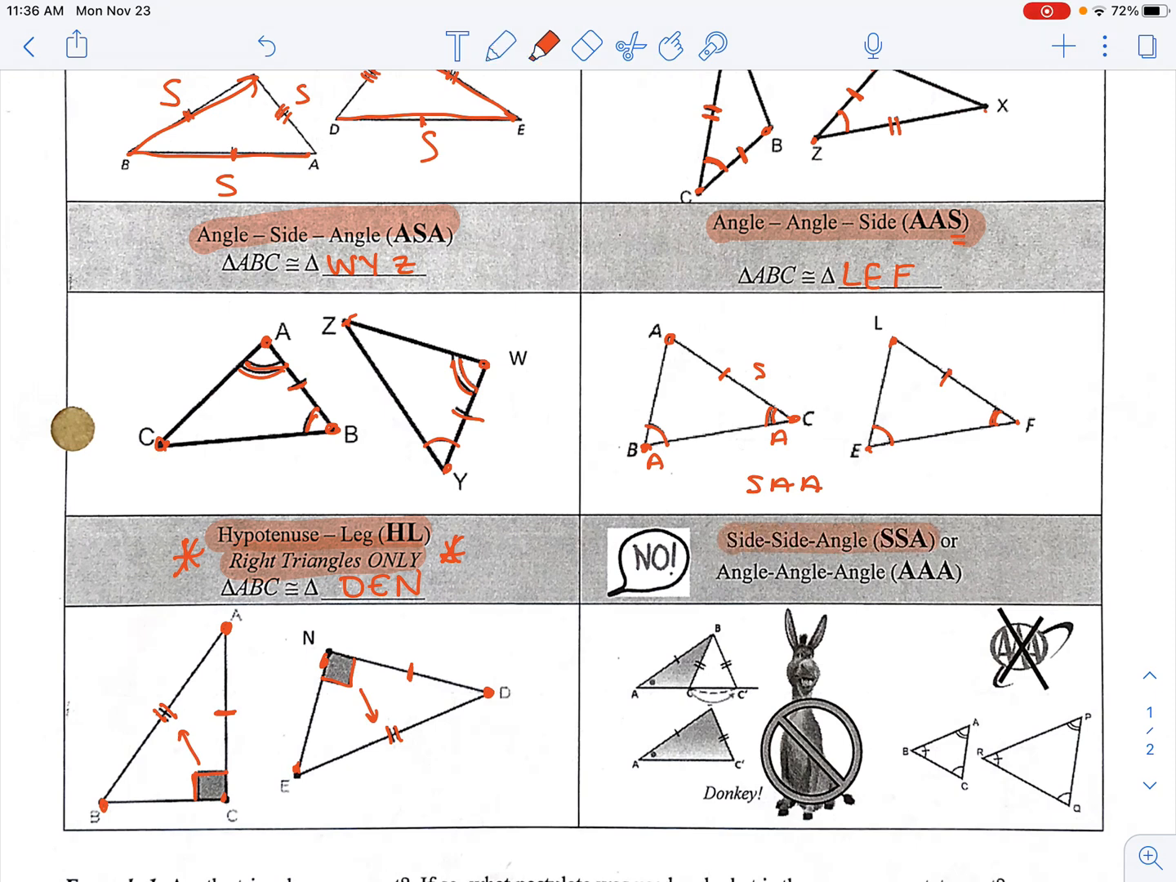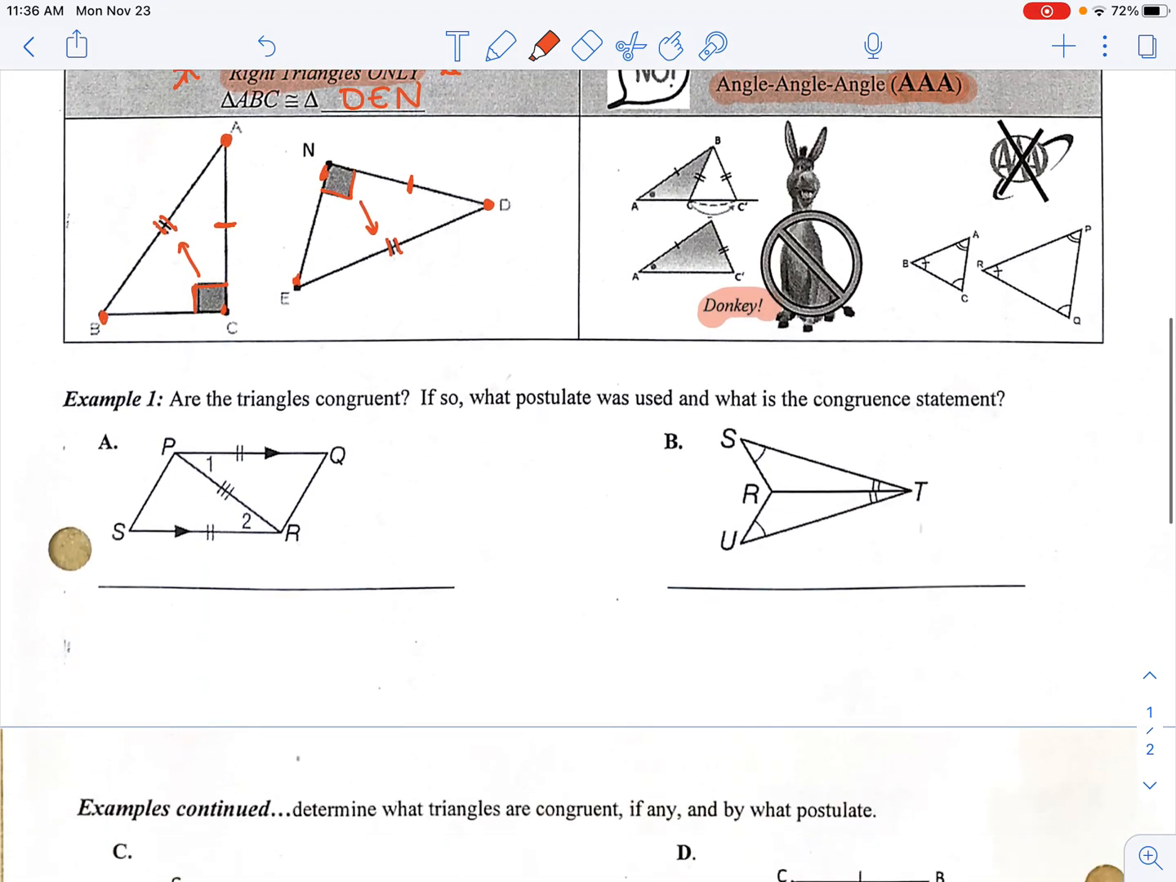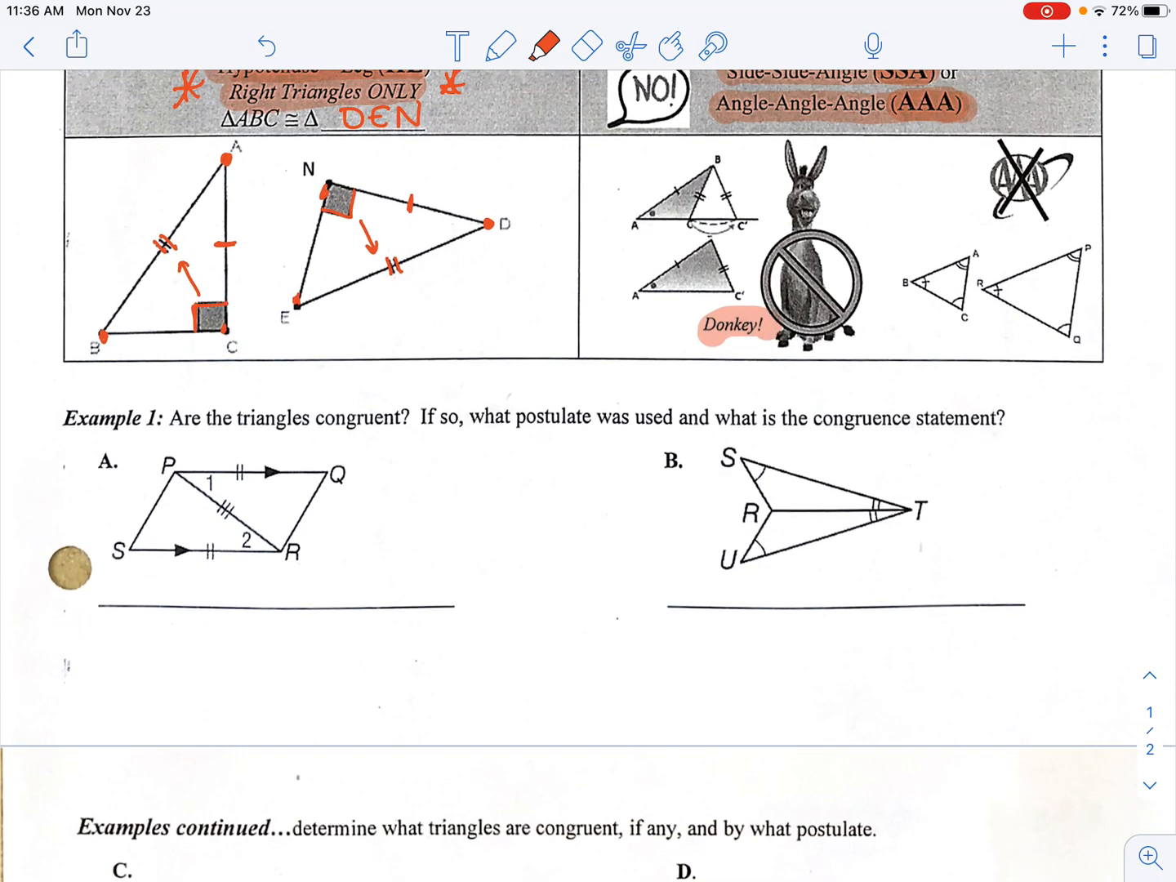The reasons that we cannot use: we cannot use side, side, angle. That's not going to be a reason. Reason being, you can't say that word if I flip around in school, so no side, side, angle, no donkey, as you can sometimes refer to it, and we cannot use angle, angle, angle. AAA will not help you out here. So the ones we cannot use are side, side, angle, and AAA. They will not be reasons.